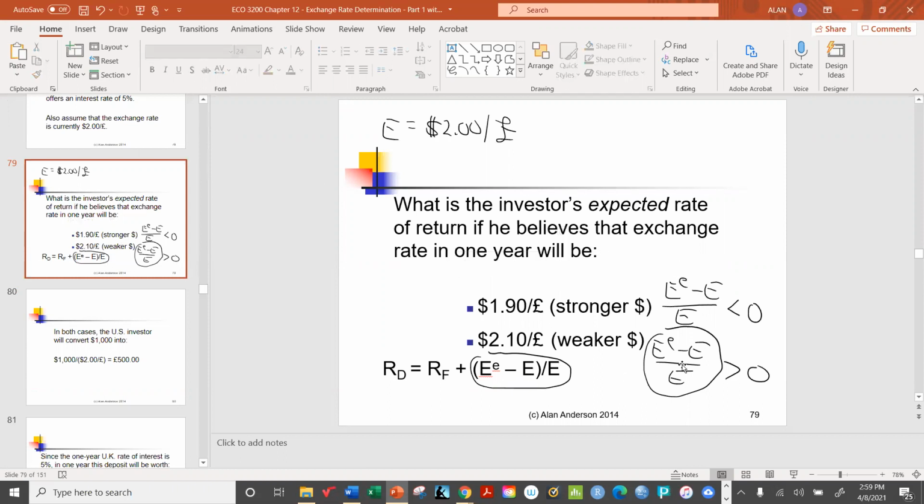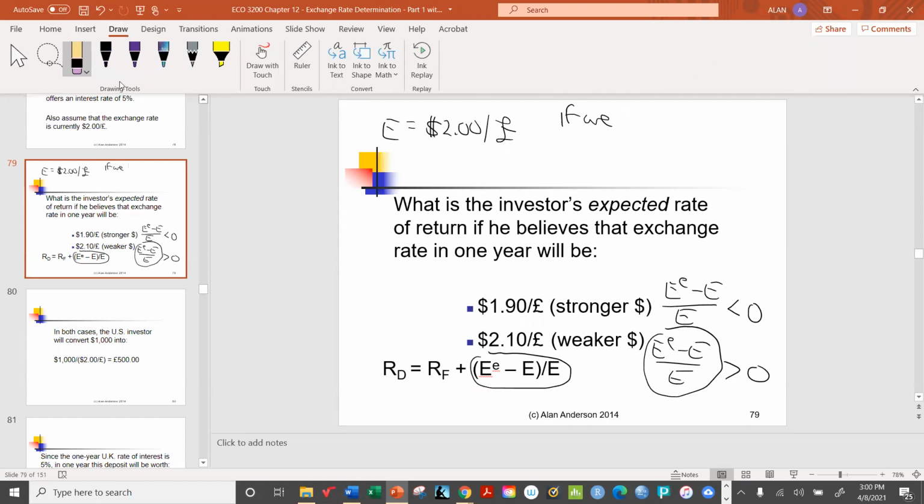Because that means a weaker dollar gives us a higher return in the foreign currency. A stronger dollar does the opposite. So that's the role of this term here. What do we think will happen? And of course, I just want to point out that if we expect the dollar to remain unchanged, what would that do? All right, let's find out real fast.